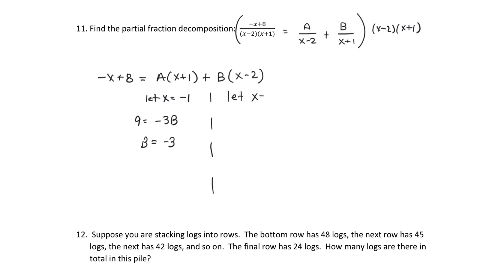If we want x to be 2 now, that's going to cancel b and allow us to solve for a. So opposite of 2 is -2 plus 8 is 6. 2 plus 1 is 3. 3 times a is 3a. 2 minus 2 is 0, so b is canceled. So divide by 3, a is equal to 2. So the partial fractions are 2 over x minus 2 plus -3 over x plus 1.